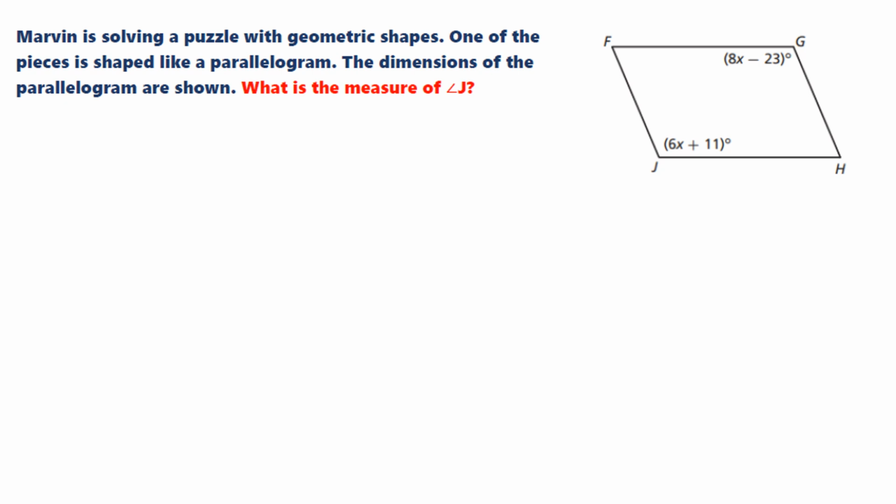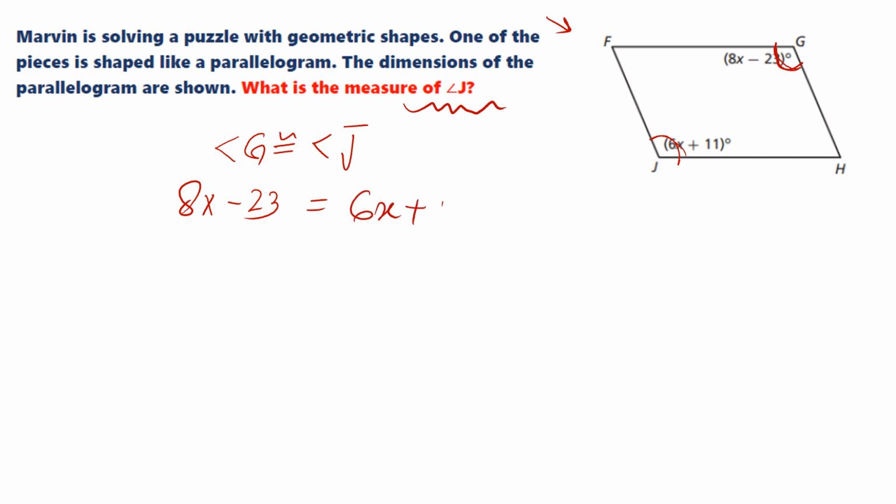Next question, Marvin is solving a puzzle with geometric shapes, which is given over here. One of the pieces is shaped like a parallelogram. Find the dimension of angle J. You know that the opposite interior angles of a parallelogram are equal to each other, which means that angle G is congruent to angle J. And what is angle G? It is 8x minus 23 equals 6x plus 11.